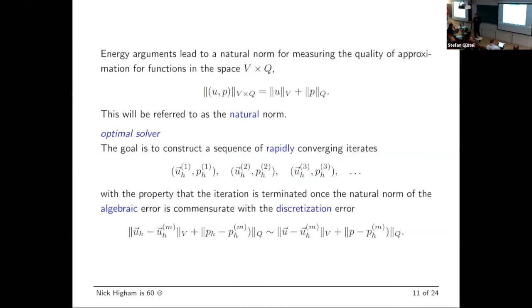So what does this MINRES do? Well, first of all, you need to have some measure of how to measure things, the norms. So let's refer to this graph norm as the natural norm, because that's where we measure the errors in the approximation sense. And so what this MINRES code will do, it's an iterative algorithm. It'll construct iterates which converge rapidly in such a way that you stop at exactly the right point. That is, when the algebraic error, that's this one here, is commensurate with the discretization error.